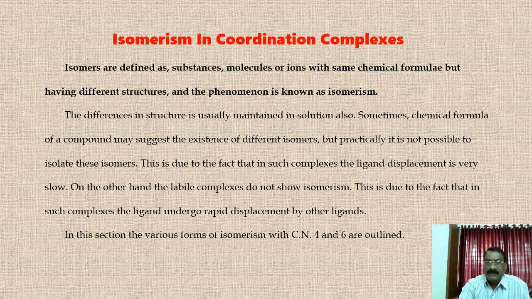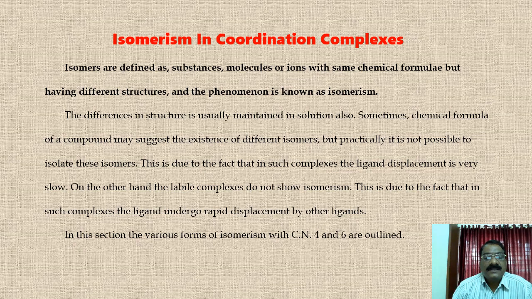Sometimes the chemical formula of the compound may suggest the existence of different isomers, but practically it is not possible to isolate these isomers. It is due to the fact that in such complexes the ligand displacement is very slow. On the other hand, the labile complexes do not show isomerism. This is due to the fact that in such complexes, the ligands undergo rapid displacement by other ligands.